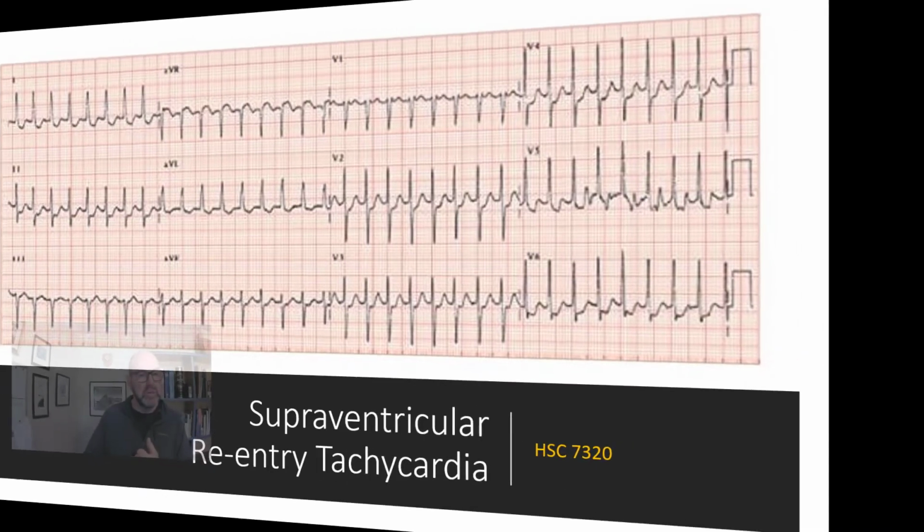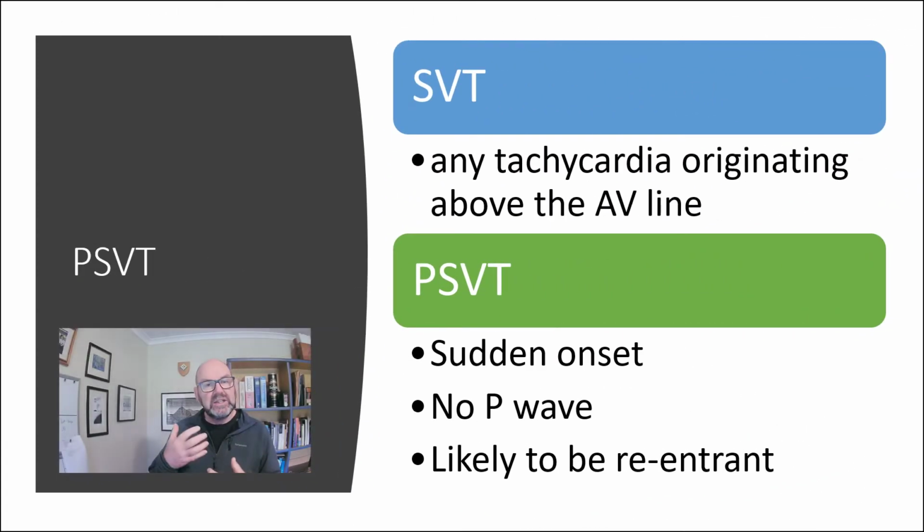We use the term supraventricular tachycardia in the general sense to describe any tachycardia with its origin above the atrioventricular line. This means that atrial fibrillation with a rapid ventricular response could be described as an SVT. We use the term paroxysmal SVT more specifically. It describes a sudden onset of SVT with no clear evidence of its origin.